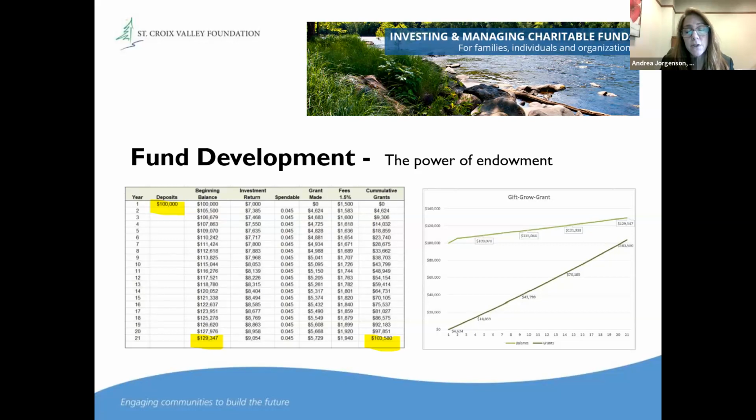And if a fund is managed correctly, we leave a little behind to grow, and hopefully that fund will continue to grow into perpetuity, leaving a legacy for communities of the Valley to enjoy for generations to come.